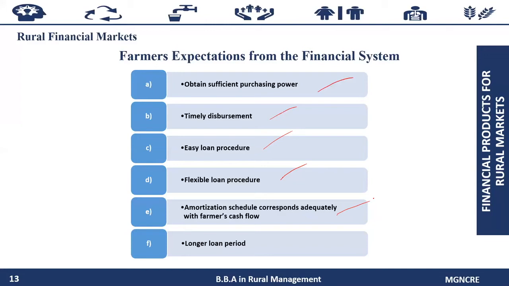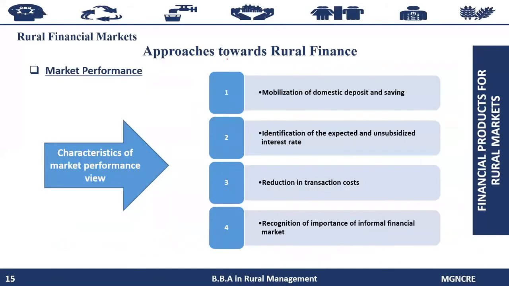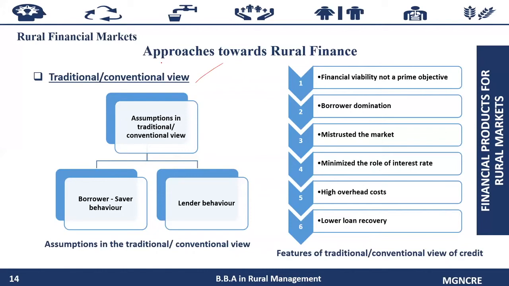The loan period should be longer, so that the farmers could get some extra time in earning the money and repaying it through EMIs. So next we'll talk about the approaches towards rural finance. There are two approaches towards rural finance. One is the traditional conventional view, and next is market performance. Firstly, we'll talk about the traditional view.